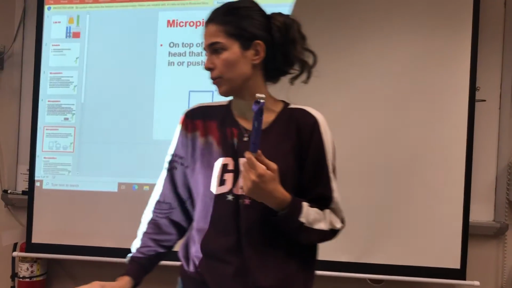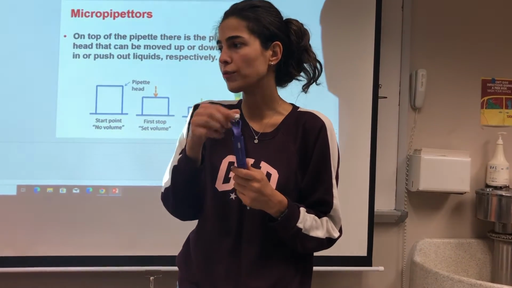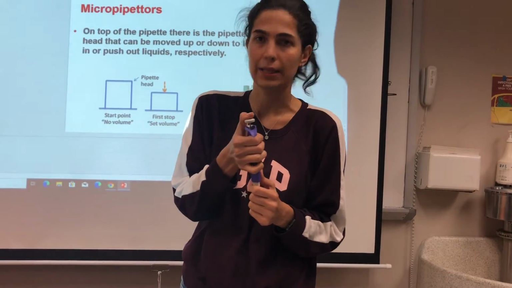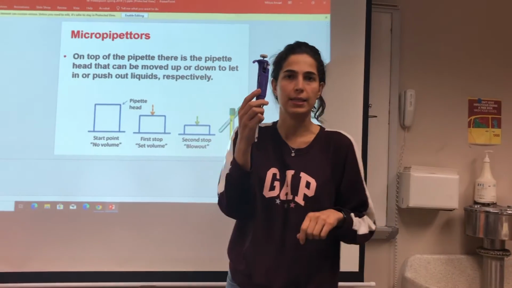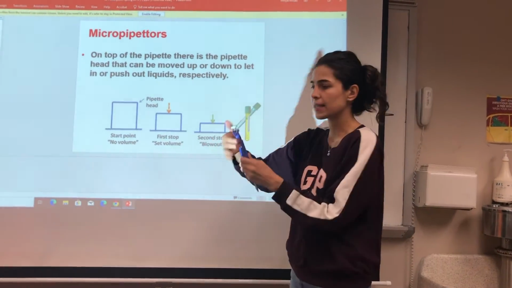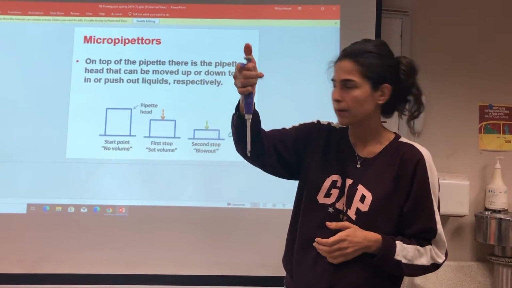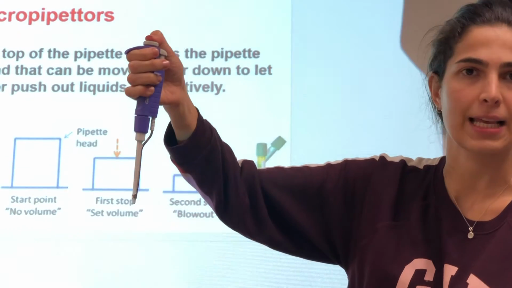After you set the volume, on the top of the pipette there is a pipette head that can be moved up or down like this to let in or push out liquid. So here is the start point, no volume, like this. First stop, set volume. This is the first stop. Second stop, blow out. This is the first, this is the second.